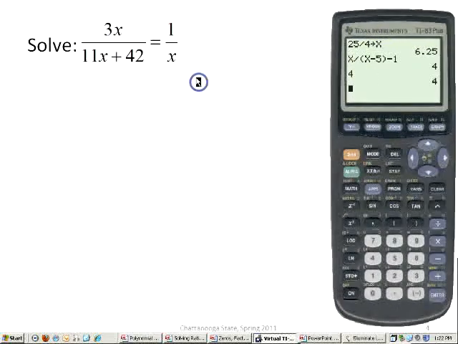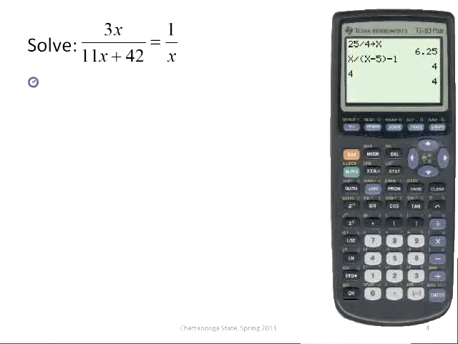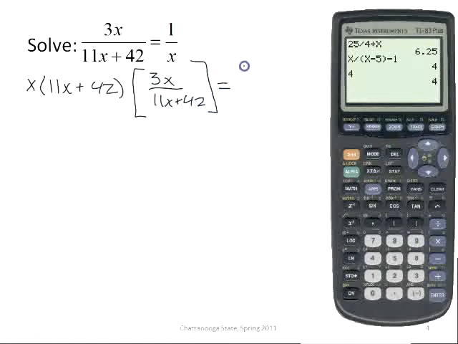Now let's look at this one. This is another equation that is a rational equation because it contains fractions. So what I want to do here is, again, multiply to get rid of my fractions. In this problem, what I would have to use to get rid of my fractions is the x times 11x plus 42. So I'm going to multiply that on the left side of the equation. And I'm going to multiply that on the right side of the equation.